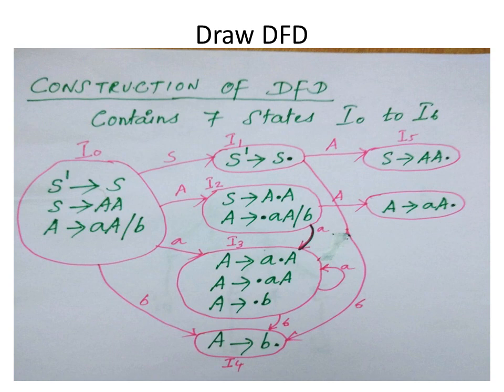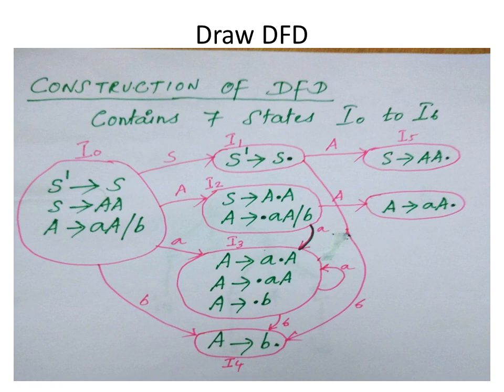So while taking a from I2, it goes to the I3 state. From I3 state, if it takes a again, it moves to the I3 state. From I3 state, if it takes b, then the production will become A implies b dot. That production is present in the I4. So that is why by taking b, it is moving on to I4 state.